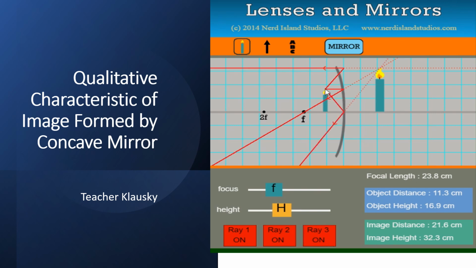Now for ray 3, it hits the center of the mirror and then is reflected again. If we extend the broken line behind the mirror, the three rays meet. So that's why the image formed is behind the mirror. That's the location of the image. In terms of size, the image is bigger than the object. And this time we have a virtual image. Why do we have a virtual image? Because the image is formed behind the mirror.